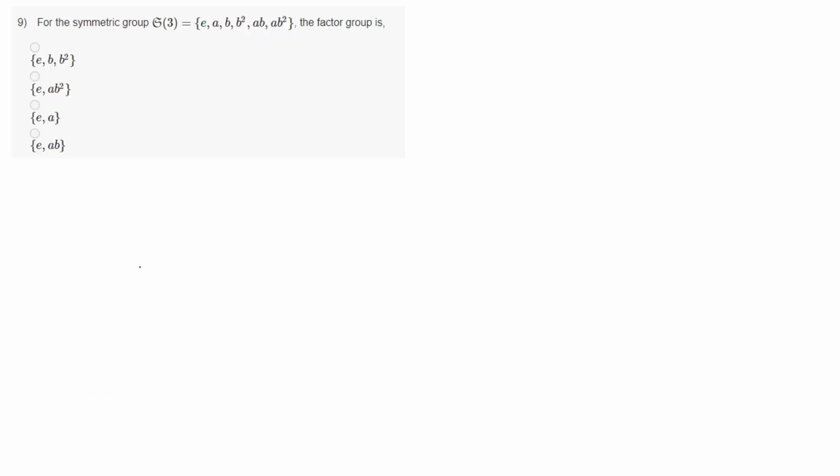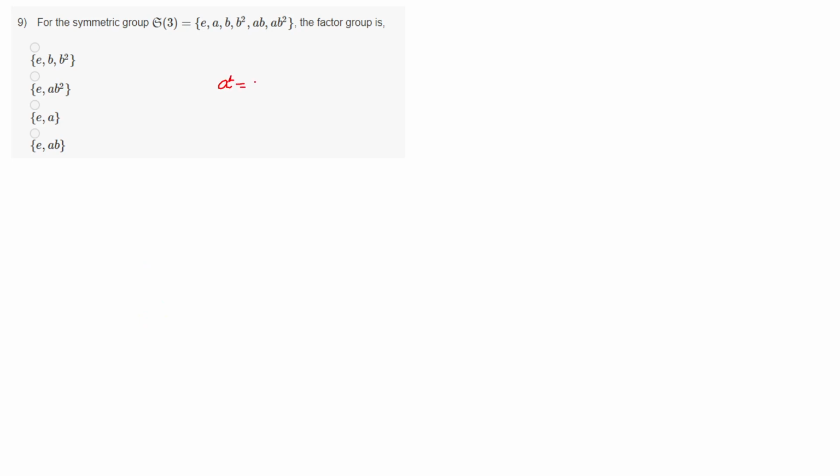Now let us move to the next one. For a symmetric group G3, we know the elements. What are the factor groups for G3? The invariant subgroup, we know that H3 is an invariant subgroup, right? For a symmetric group, we know the conditions already.